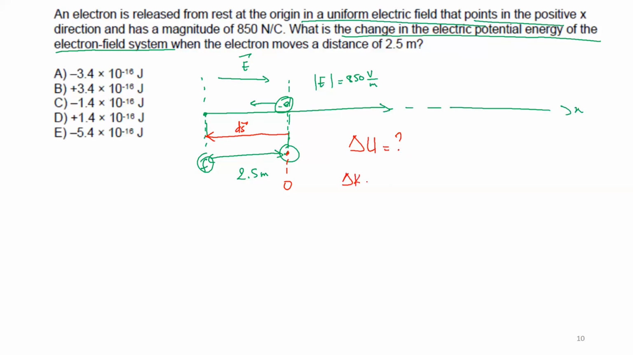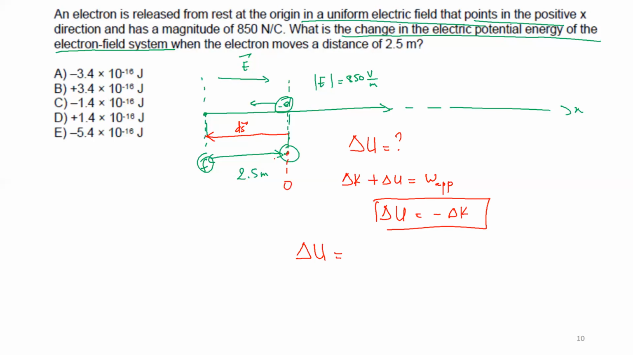We know that delta K plus delta U is equal to work applied. By the way, here work applied is 0, I just release it. So basically, delta U is just minus delta K. If I know delta U, I can get delta K, but that's not the question. I just want delta U. Now, how do I get delta U? What do you think?